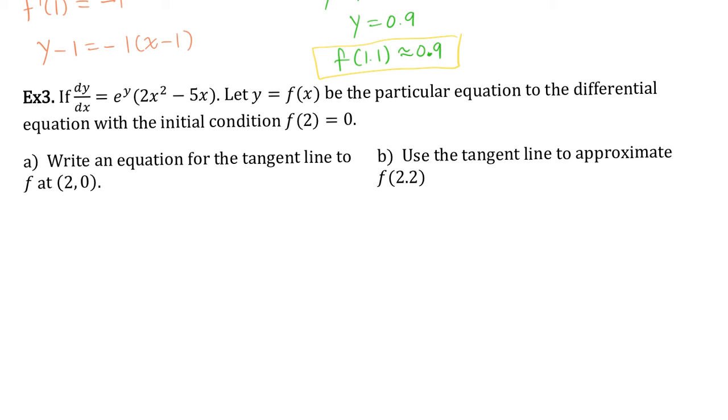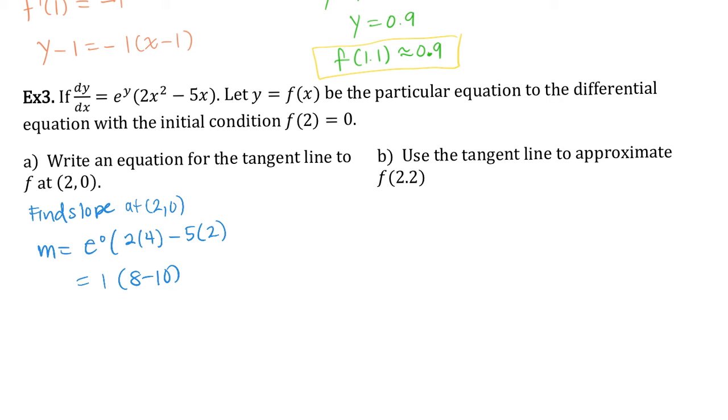Okay, so what am I going to use the derivative for? The derivative is the slope, so I want to find the slope. So let's find the slope of the tangent line at (2, 0). So the slope is e to the 0, times 2 times x squared. What is 2 squared? 4, minus 5 times 2. What is that? That's 1 times 8 minus 10. So the slope of the tangent line is negative 2.